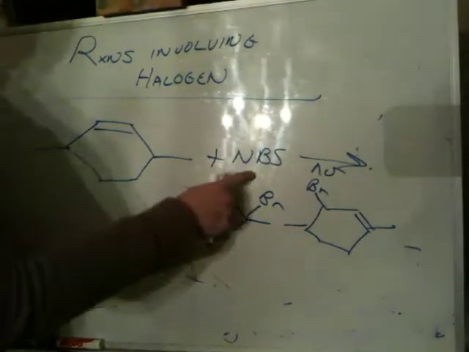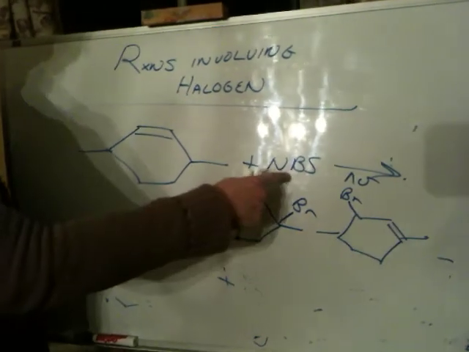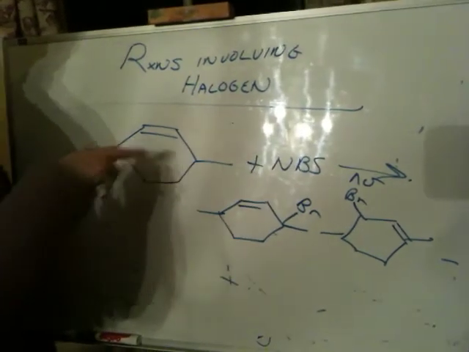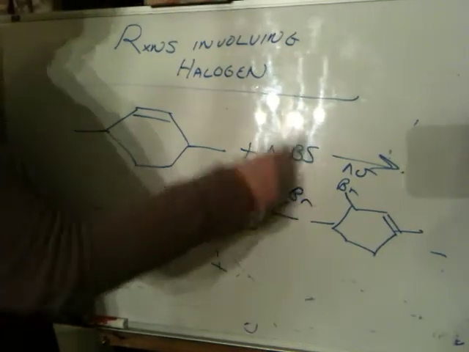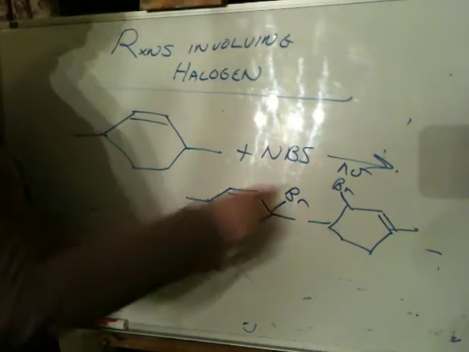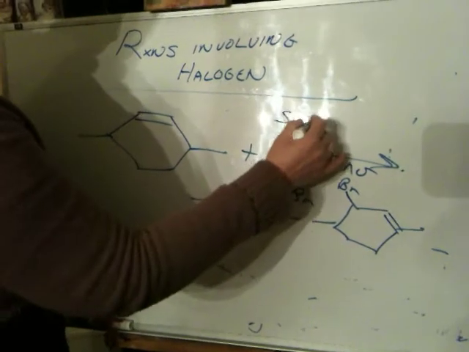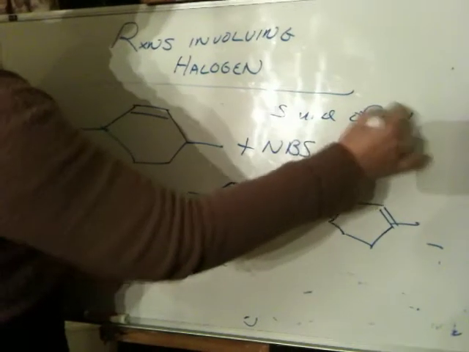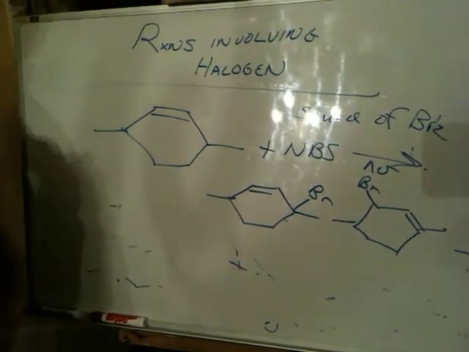This is a better way to do it because this produces small amounts of bromine over time. And in low concentrations of bromine, you have a less likely chance that the bromine will add across the double bond. Plus, it's an easier reagent to work with, but it is a source of Br2. It's kind of like a slow source, so it's produced in situ.